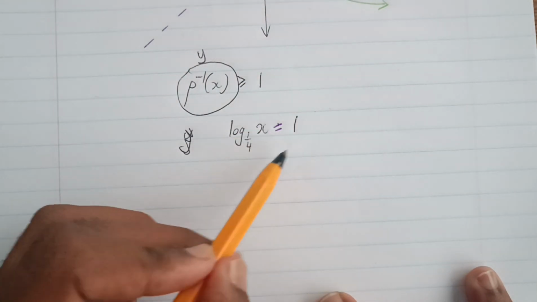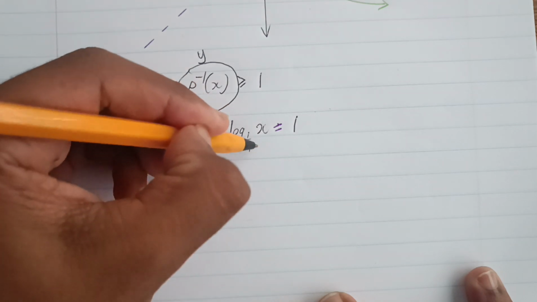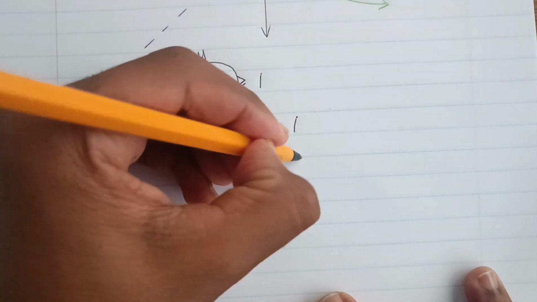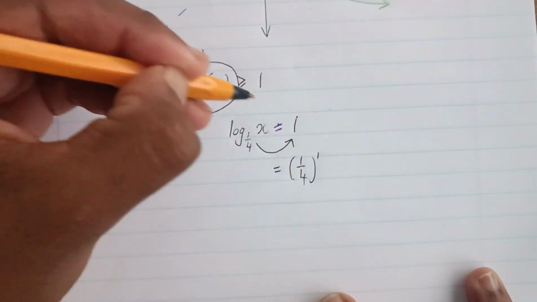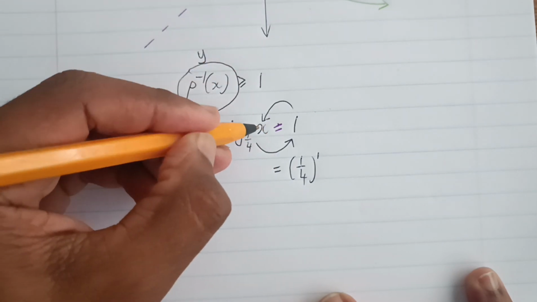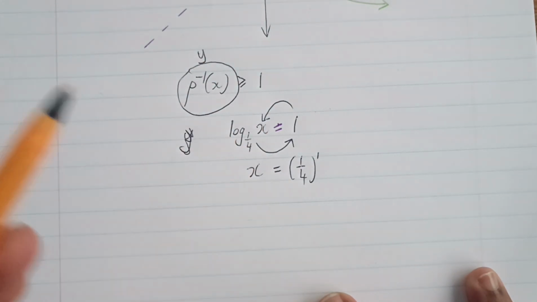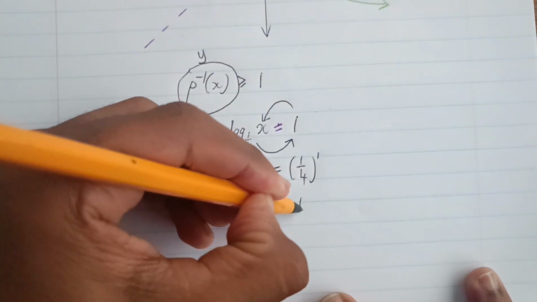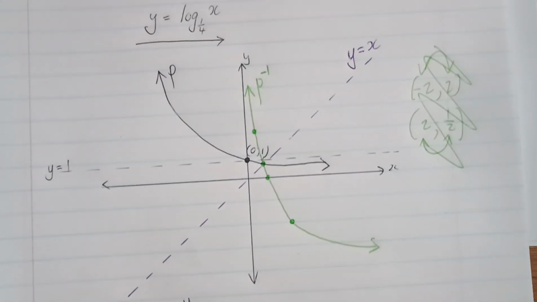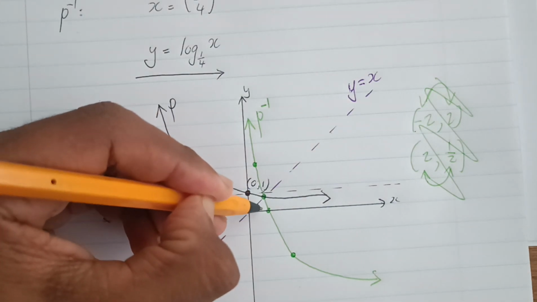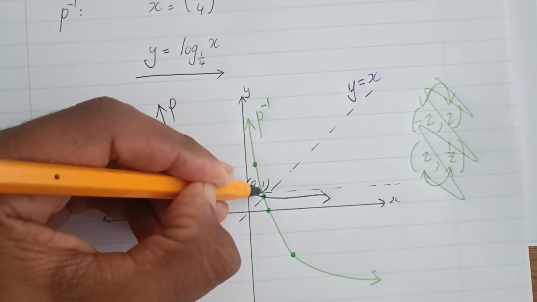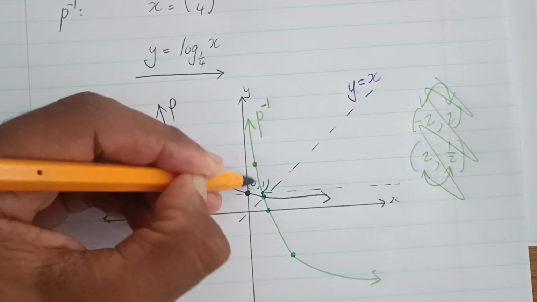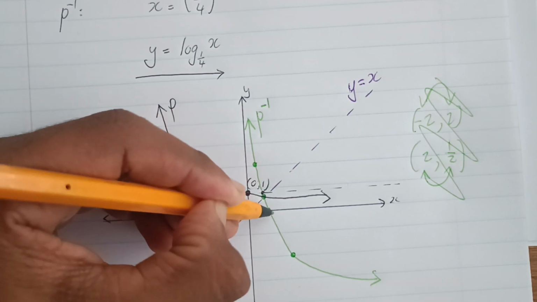We're going to go back from the log form to the exponential form. The base of your log is going to become your base. This one on this side is going to be your exponent. And whatever is inside the log becomes your subject. So that's nice and easy. x is equal to 1 over 4. So what does this mean? This means when x is 1 over 4, the y value of the graph is 1. So before 1 over 4, it's on top. After 1 over 4, it's at the bottom.